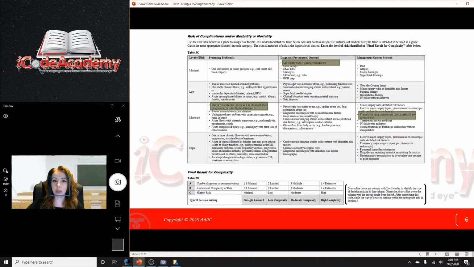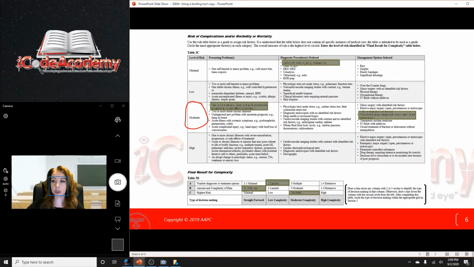So what we're going to do is take the numbers from box A, B, as well as the risk from box C to get our overall type of medical decision making. Remember, in box A, when we talked about the diagnoses, we had a total of 2 points. Box B, where we had the order of labs, we had 1. And the table up above, which determines our overall risk, is considered moderate.